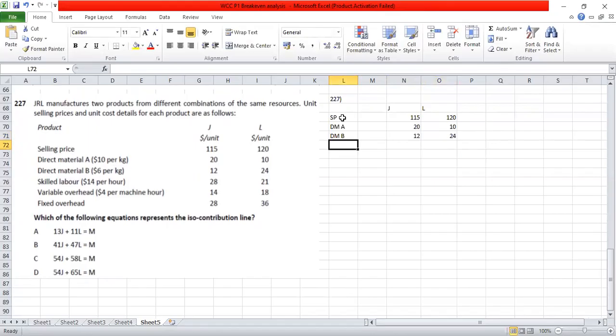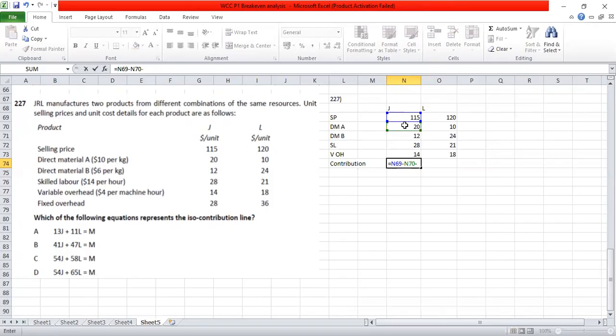Then we have skilled labor, 28 and 21. Then we have variable overhead which is given as 14 and 18. So then we have contribution. Contribution is equal to... we know what is the contribution.